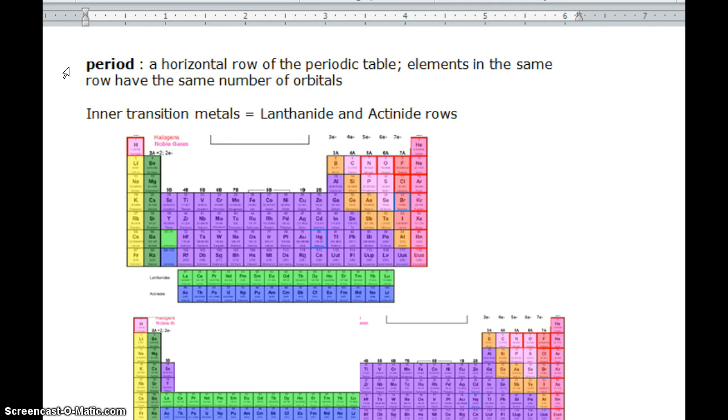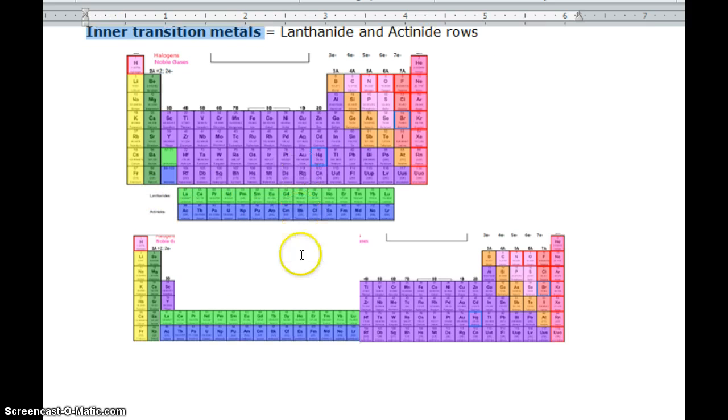Periods is a horizontal row of the periodic table. Elements in the same period have the same number of orbitals. Inner transition metals are the lanthanide and actinide rows down here. Now, this is why they're called the inner transition metals, because they actually belong right here.